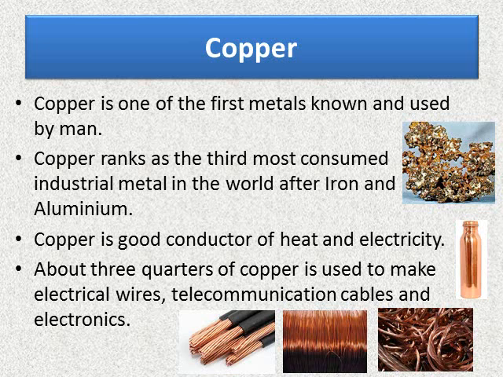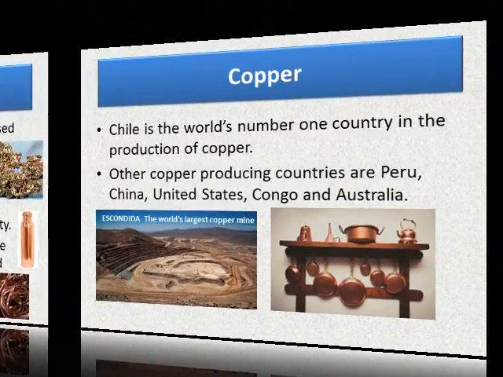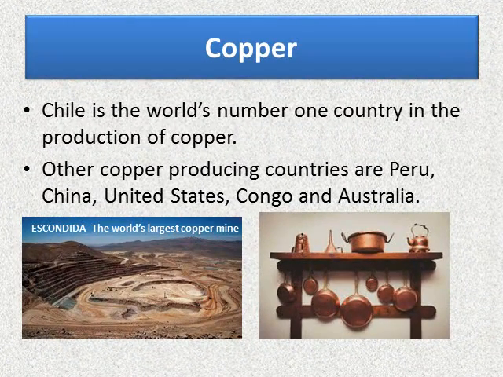Children, Chile is the world's number one country in the production of copper. You can see in the picture Escondida. It is the largest copper mine in Chile. The other copper producing countries are Peru, China, United States, Congo and Australia. Copper is not only used in electrical appliances but also used in jewelry as an alloy with gold or silver, and also used for medical purposes. Copper is a natural antibacterial agent. You can see the different utensils made out of copper in the picture.